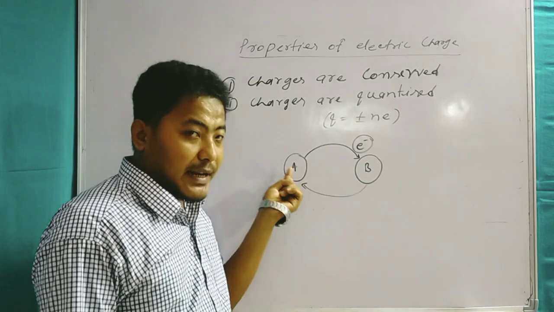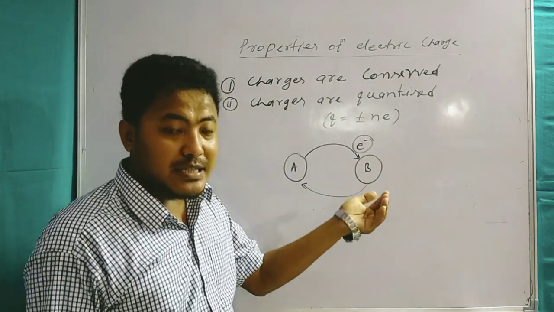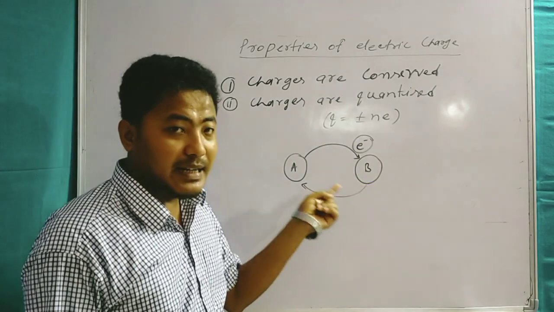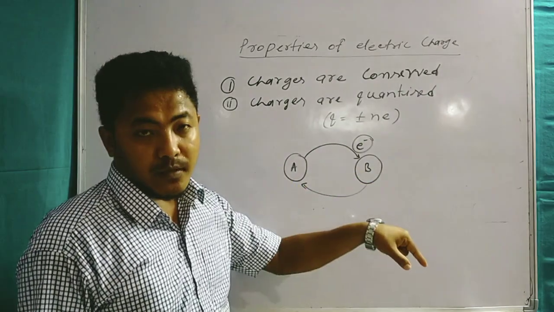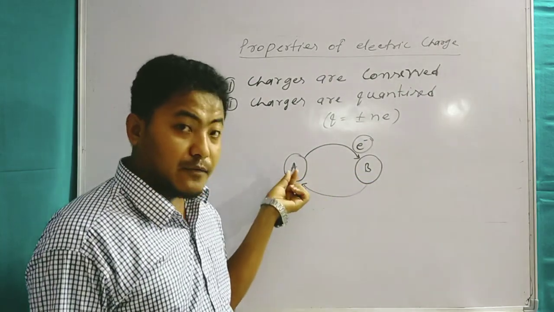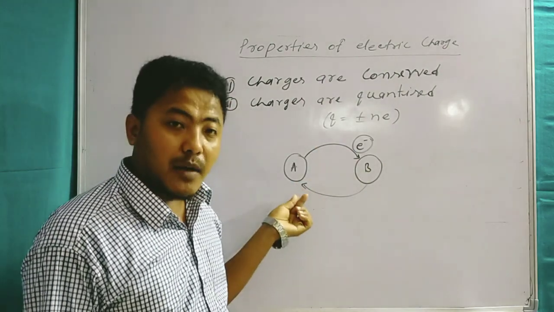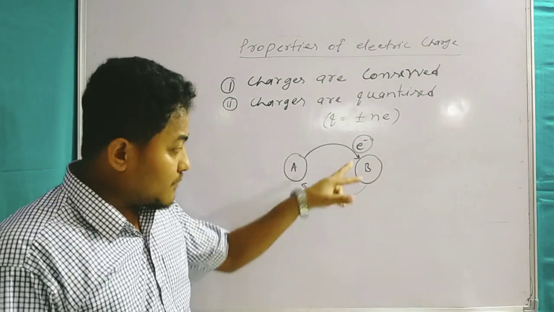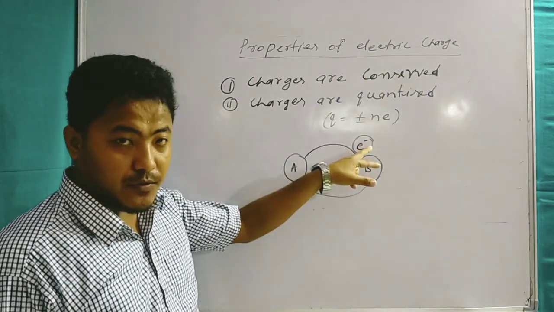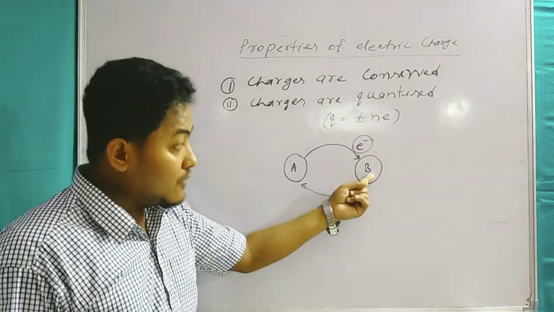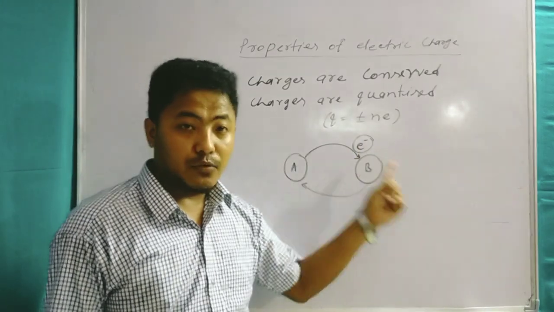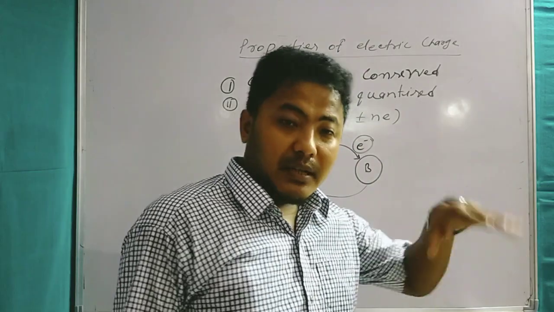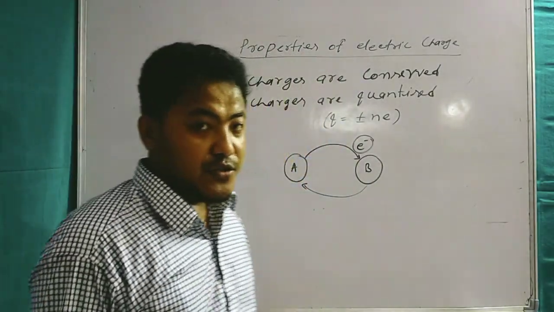In this case body A is losing an electron. That means one electron is moving, and the electron is negatively charged. That means one negative charge has been lost, and the body which has lost this electron will become positively charged. On the other hand, the body which has gained this electron, the negative charge, will become negatively charged. This is another meaning of quantization.